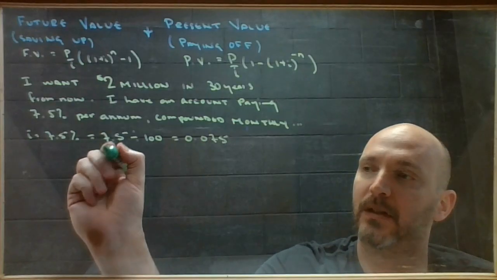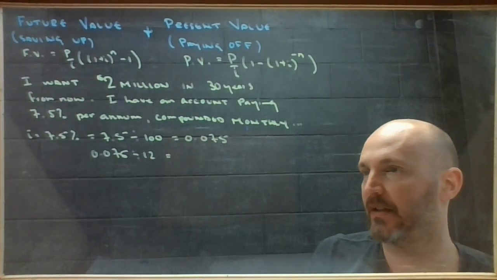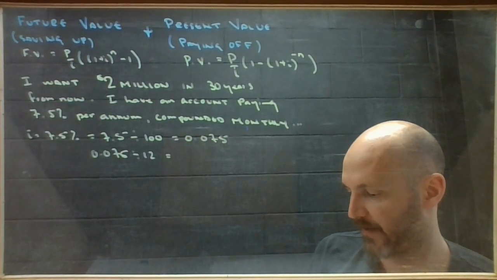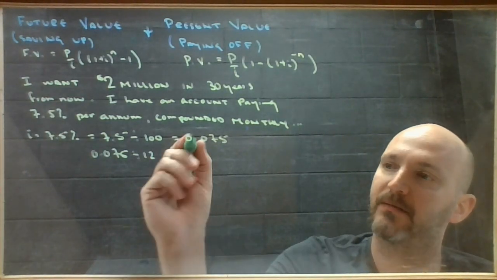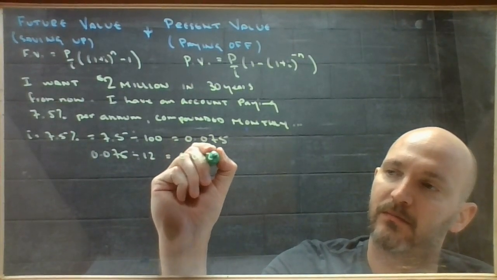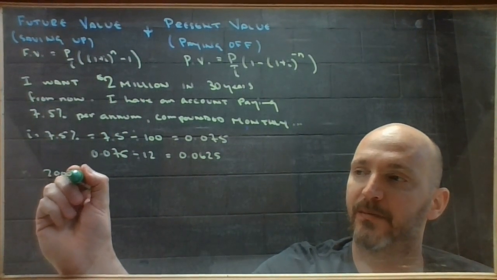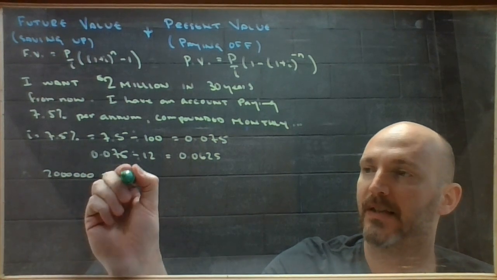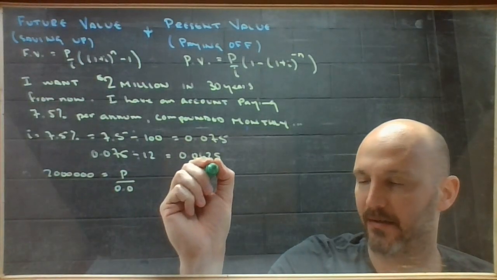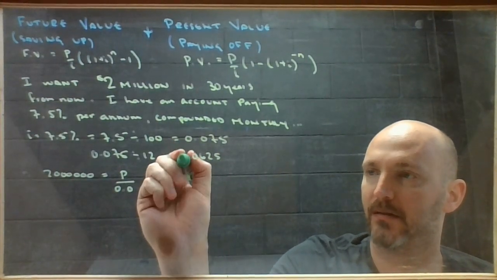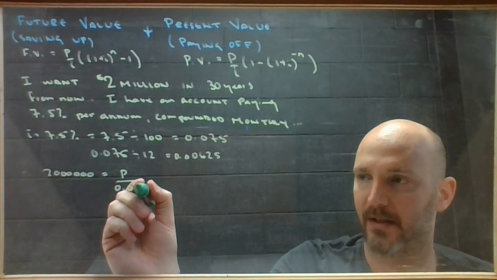Compounded monthly, I'm going to have to take my 0.075 and chop it up into 12 bits because there are 12 months in the year. 0.075 divided by 12 gives me 0.00625. So my future value, the $2 million I'm trying to save up to, is the payment divided by, sorry, I'm missing the zeros there, 0.00625.